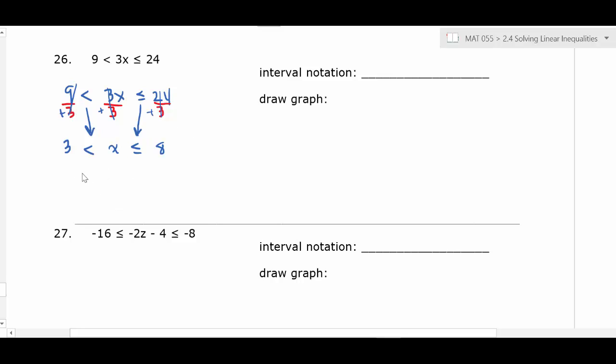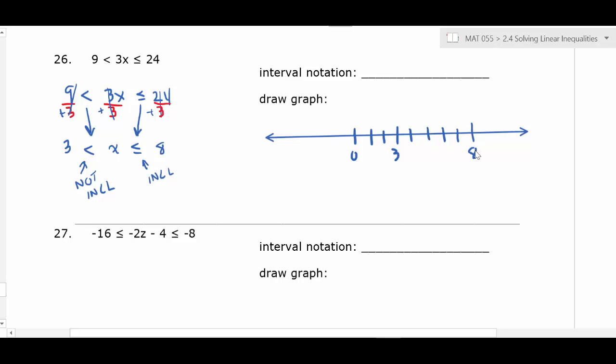So this is just saying it's all the numbers in the middle of 3 and 8, not including the 3 but including the 8. Your graph should have gone like this. You should have drawn a number line, just 0, 1, 2, 3, 4, 5, 6, 7, 8. Just label the key numbers. And it should have gone like this.